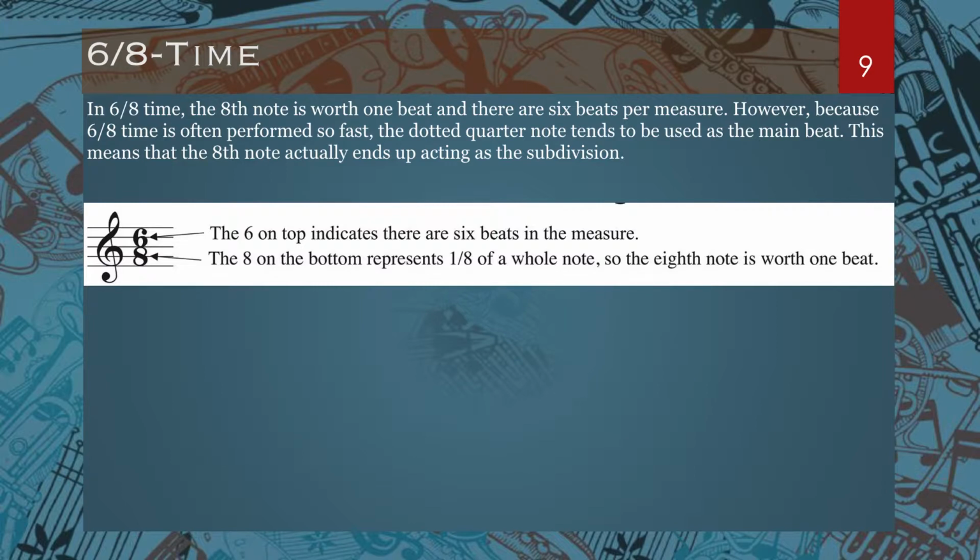So here's what I'm trying to explain to you. In a 6/8 time signature, you've got 6 beats in the measure. The 8th note on the bottom represents an 1/8 of a whole note. So the 8th note is going to be worth 1 beat in this particular time signature.